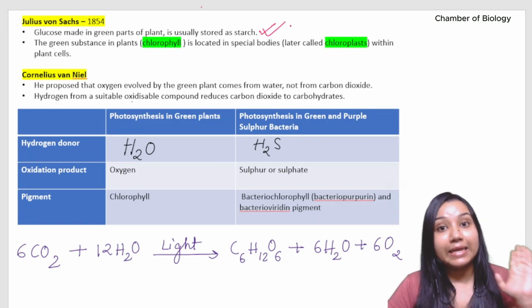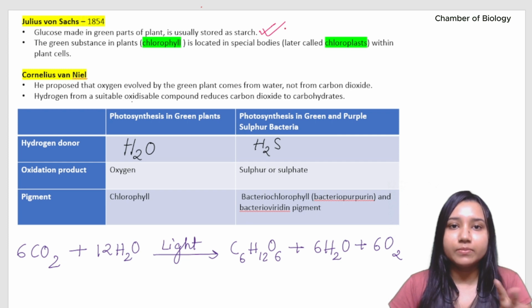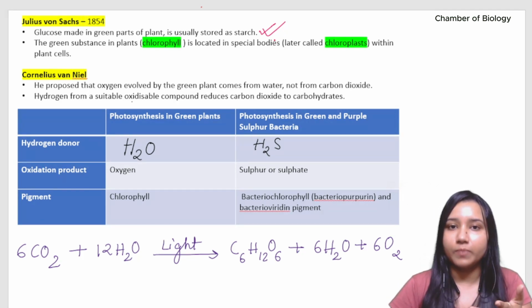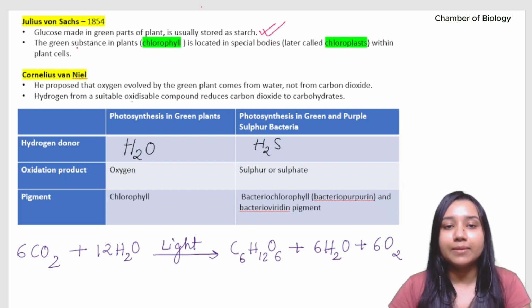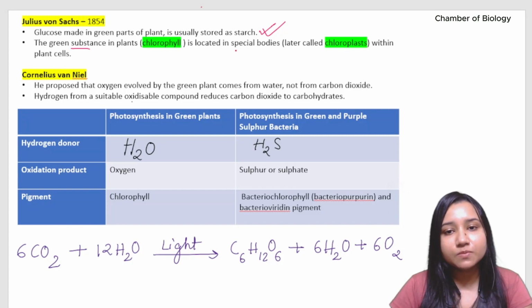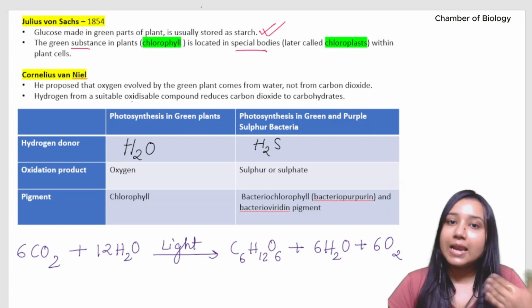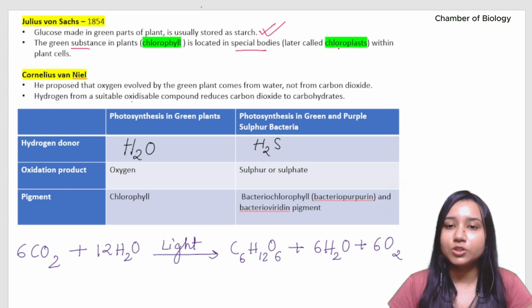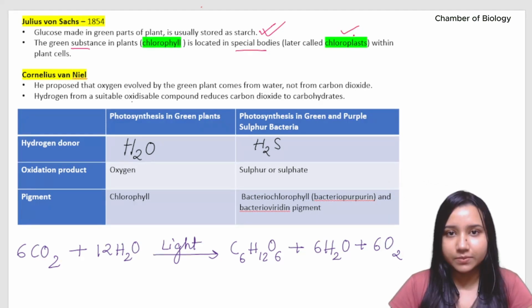And back then in 1854, we didn't name this green pigment or the chloroplast organelle as chloroplast. Back then he named that the green substance present in the plants is located in special bodies. He just said this. Later, we have named them: the green pigment is the chlorophyll and the special body is called the chloroplast.